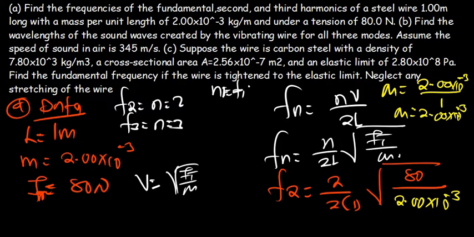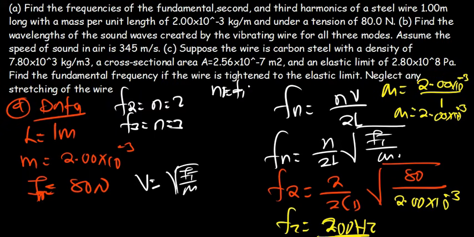Okay, so the second fundamental frequency will be 80 divided by 2.00 times 10 to the power negative 3. Then I get 40,000, and the square root of 40,000 is 200. So 200 times 2 divided by 2 is 1, so it's times 1, which is just 200. So it is 200 hertz. That is the second fundamental frequency.